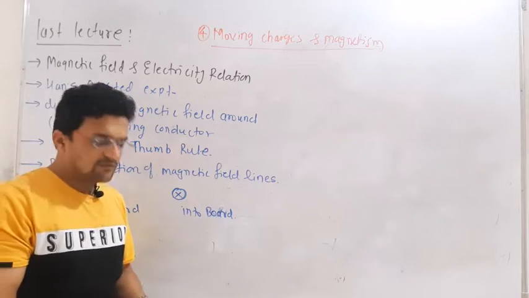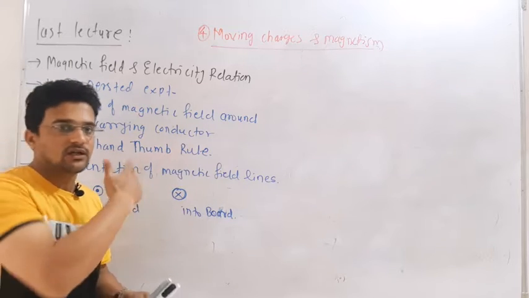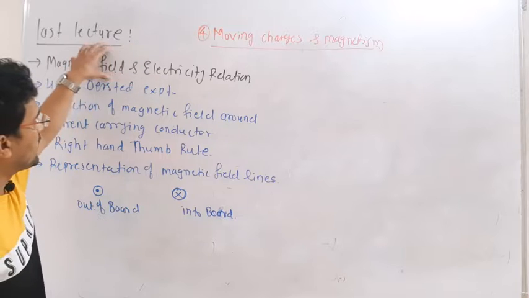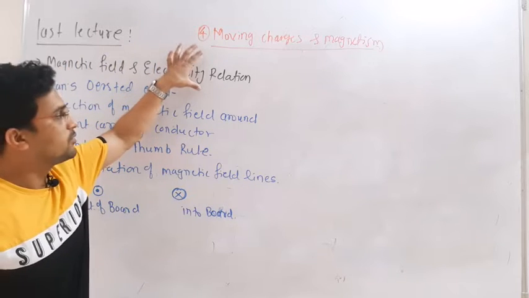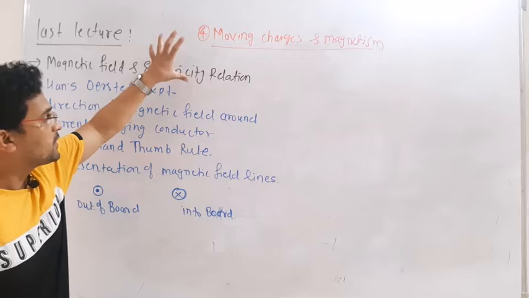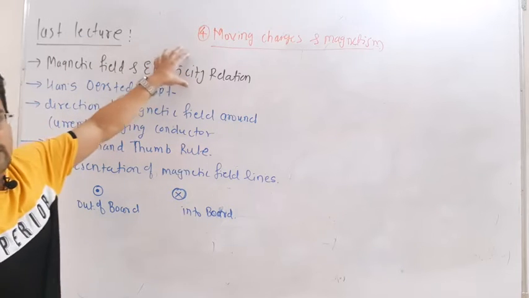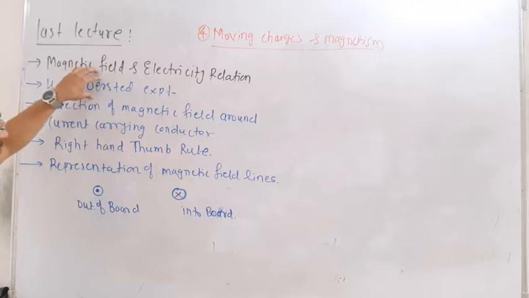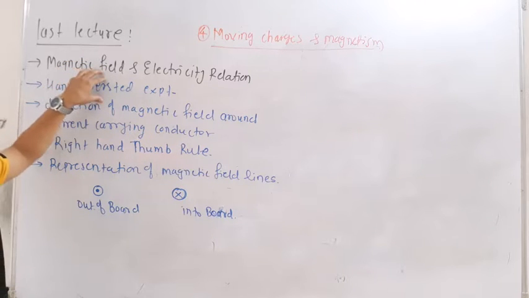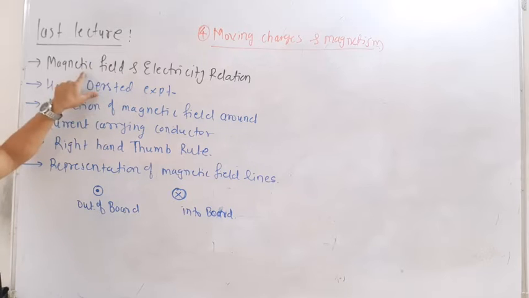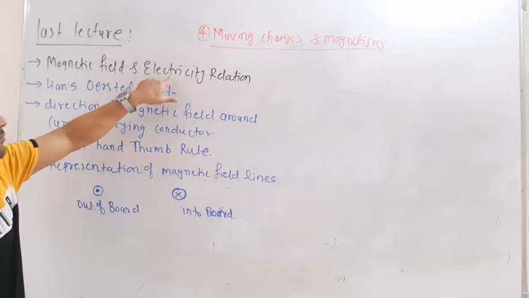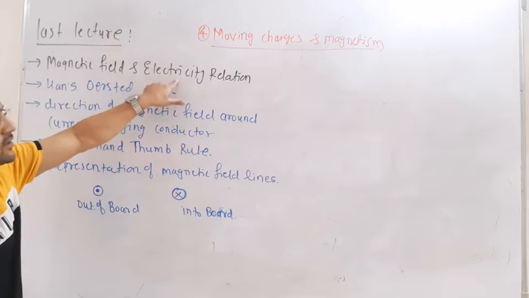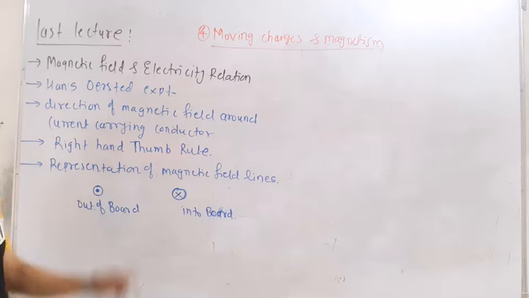I will just revise whatever we have seen in the last lecture. The first thing is the relation between the magnetic field and electricity. Before, people thought there was no relation between them. But Hans Ørsted did one experiment, and by that experiment it was confirmed that there is a relation. Using electricity you can create a magnetic field, and using a magnetic field you can create electricity also, so they are interrelated.